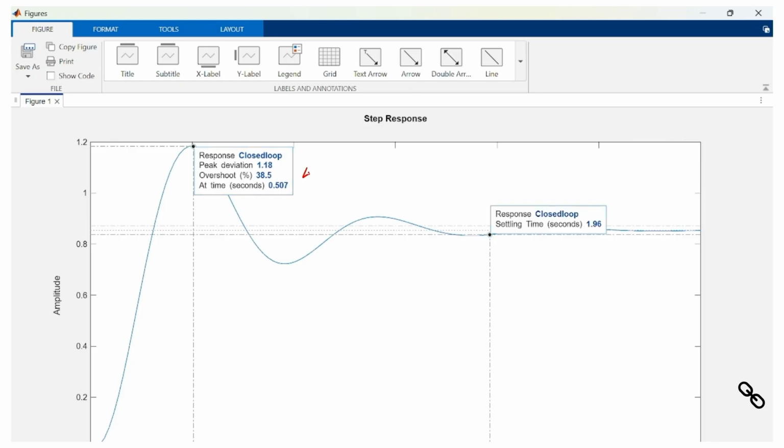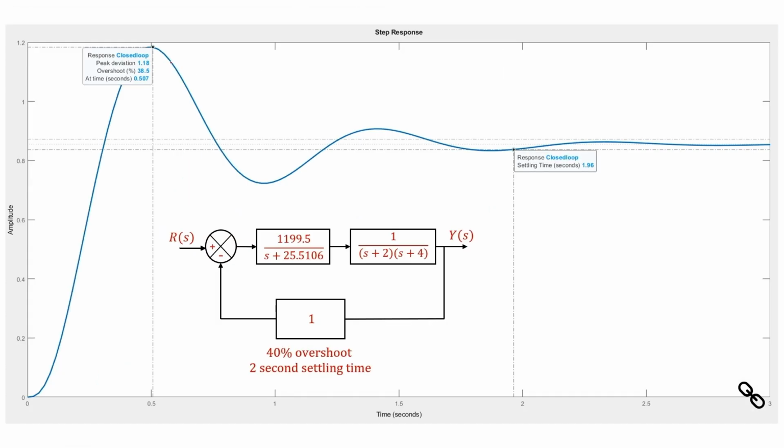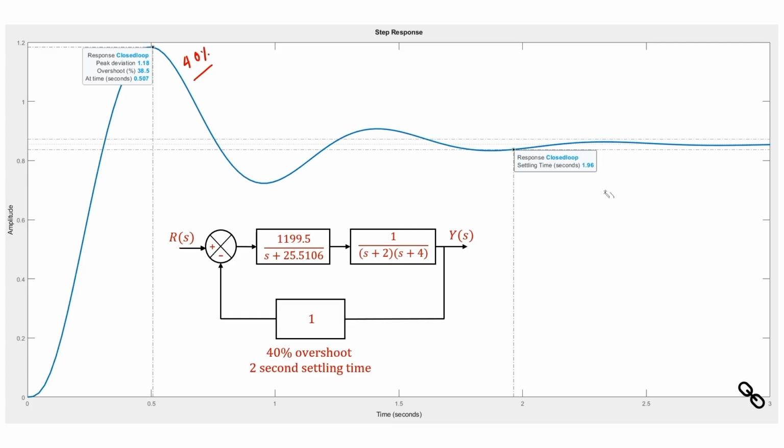So our objective was 40%, and we are able to achieve 38.5%. Here our objective was 2 seconds, and approximately we are able to achieve that. Of course you can fine tune it and get to 40 and 2 seconds like we did in the previous case. However, there is an issue with this response.